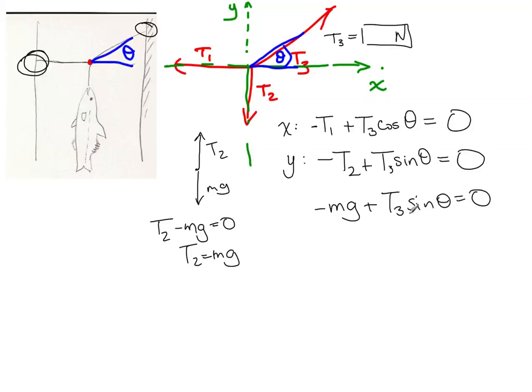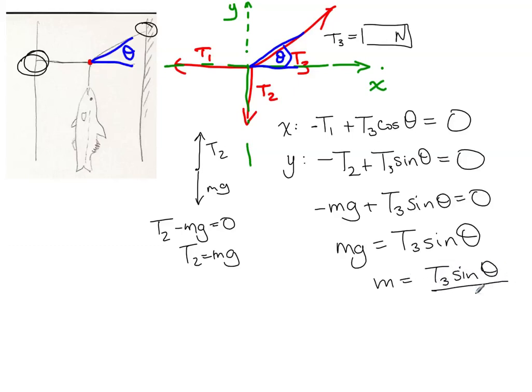Okay, well we still can't solve that equation because we don't know what T3 is yet. So let's see how we can make a substitution. We do know T3 is the one that we know. So that means that mg is equal to T3 sine theta. So m is equal to T3 sine theta over g, and we're done.